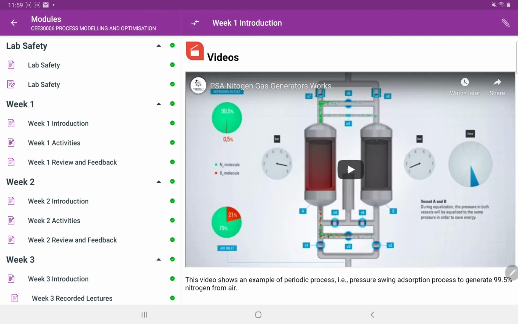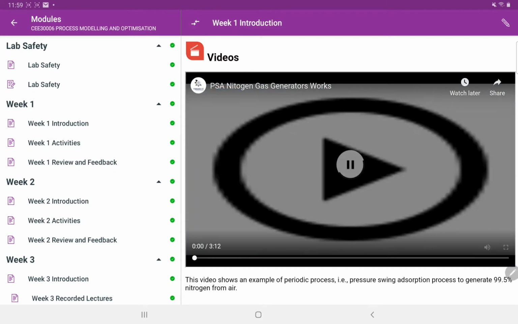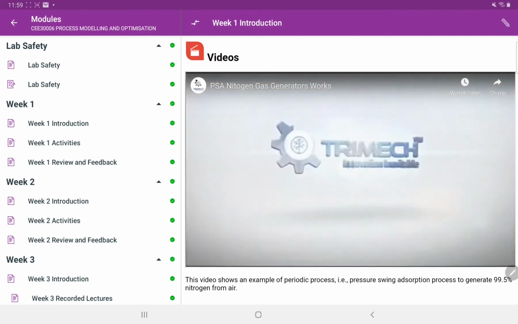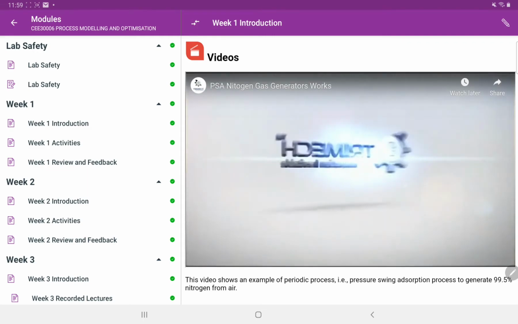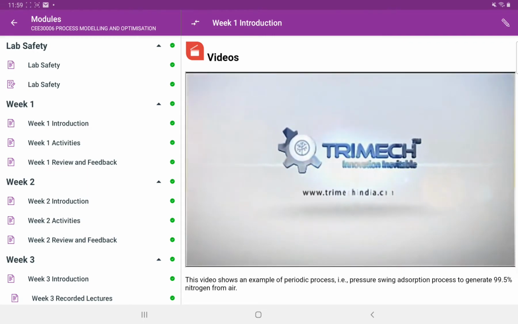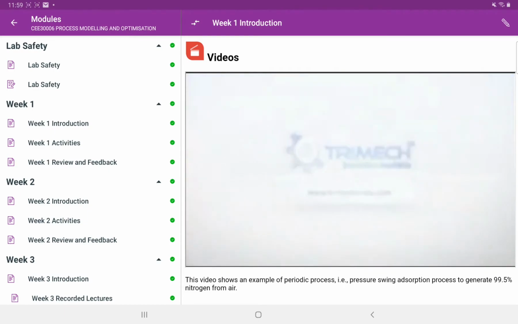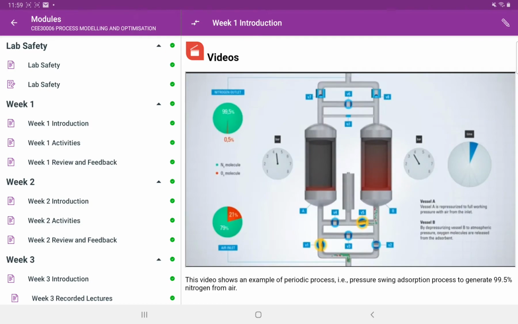In this particular example, it's a nitrogen gas separation, which you can watch in your Canvas. The pressure swing adsorption process will generate 99.5% nitrogen from air. As you can see, at the bottom left-hand side is the air inlet, where you have 79% nitrogen with 21% oxygen. The output will be 99.5% nitrogen.